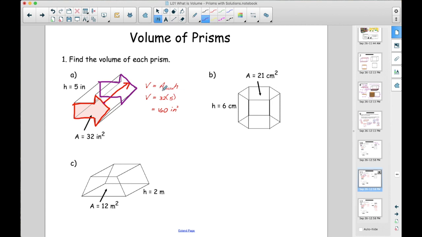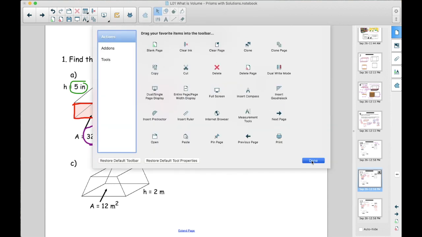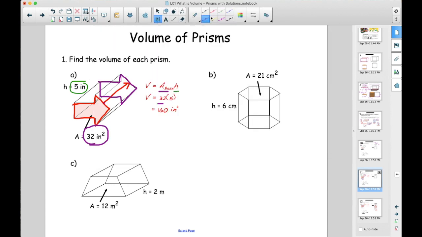How do you find the volume of a prism? It's the area of the base times the height of the stack. Over here, they've given me the area of the base. They told me it was 32 square inches. And over here, they've given me the height of the stack. So I've plugged in those numbers. There's the area of the base. And there's the height of the stack. 32 times 5 gives me 160, and now our units will be inches squared.